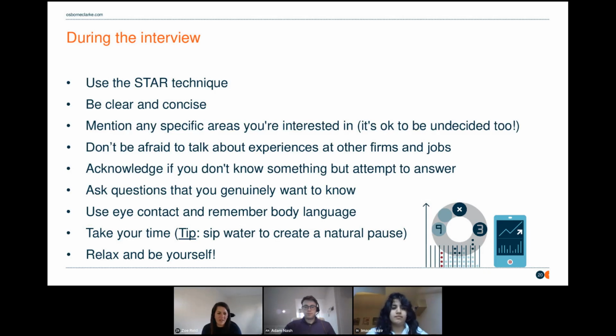Some tips for interview here as well. Using the STAR technique that we talked about earlier might help you to structure some of the answers that you want to talk about. Being clear and concise is really important. And the tip at the bottom there about taking your time, perhaps taking a sip of water to create a natural pause in the conversation, can be a really great space. We're not expecting you to think of an answer straight away. Some of the questions that you'll find in interviews can be quite challenging, so it's okay to take your time, as long as that means you're presenting a clear and concise answer after you've taken that moment.